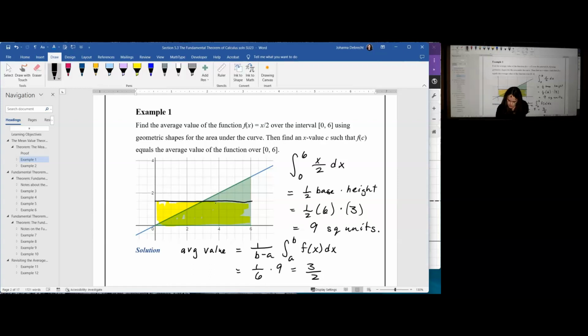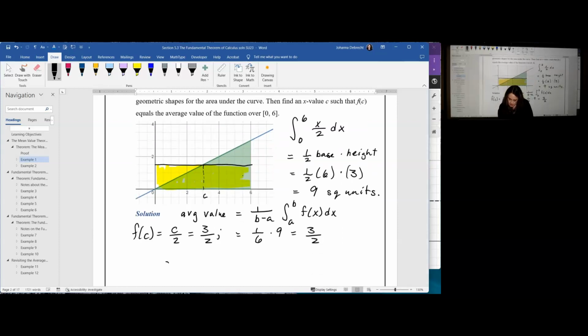We know, for example, that this value right here has to be our C value. C is the x value that when we substitute it into the function, we get the average value, which in our case is 3/2. This then tells me that the value of C has to be 3. We have the point (3, 3/2) on the function. The value where the average value occurs is at x equals 3.